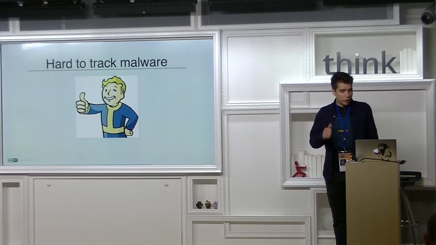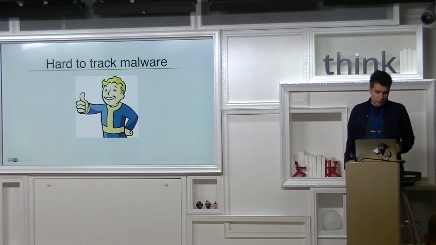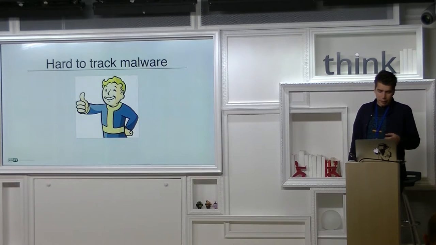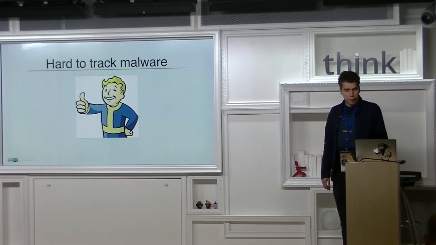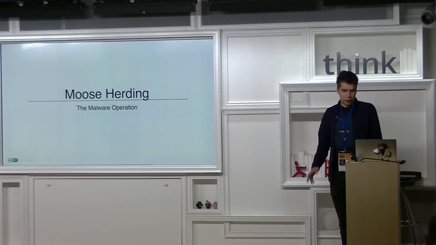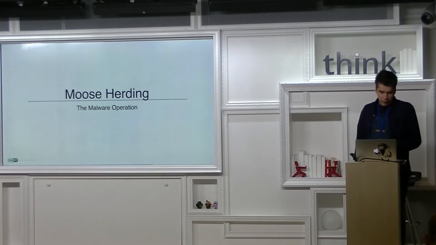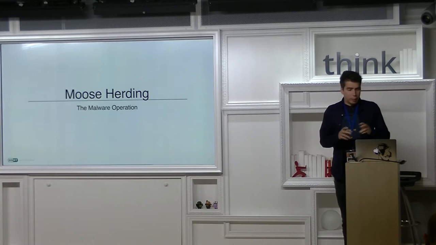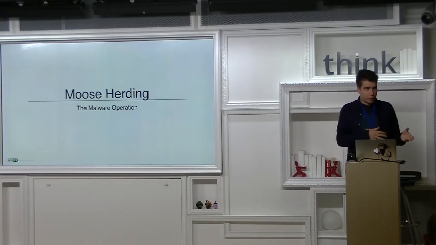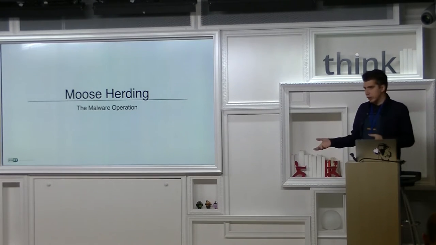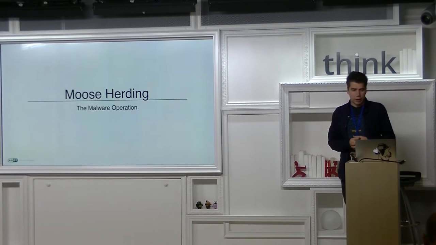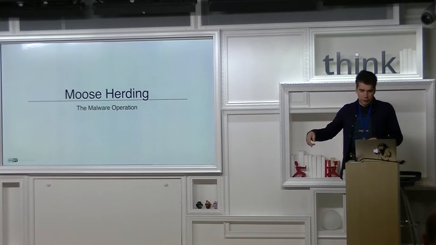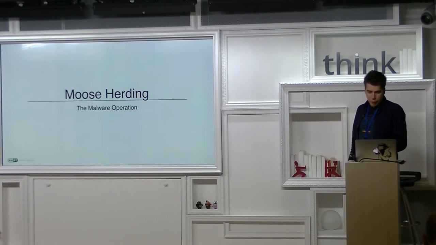So, thumbs up, it was a hard to track malware. We had a hard time reproducing the environment necessary to understand the operation. So, moose herding. It has potential for espionage because of the packet sniffer. It has infiltration capabilities because of NAT traversal and spreading past firewalls. What are they using it for?